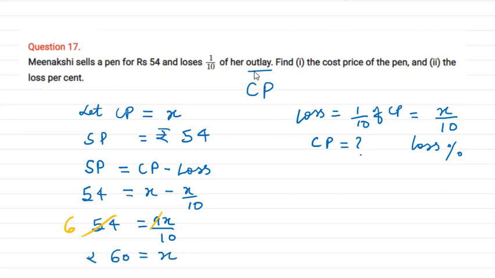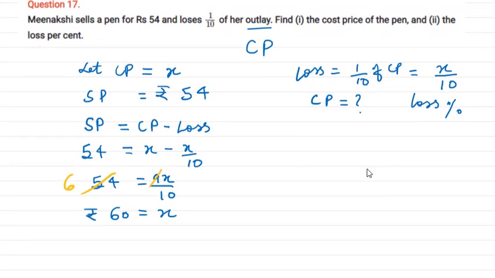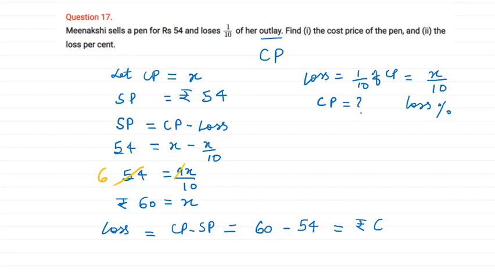So X will be 60 rupees. That means your cost price is 60 rupees. Now you have to find out the loss percent. So first we will find out the loss and then the loss percent. So loss will be how much? You know that loss is CP minus SP. So here your CP is 60 rupees and this is 54. So overall loss is rupees 6.